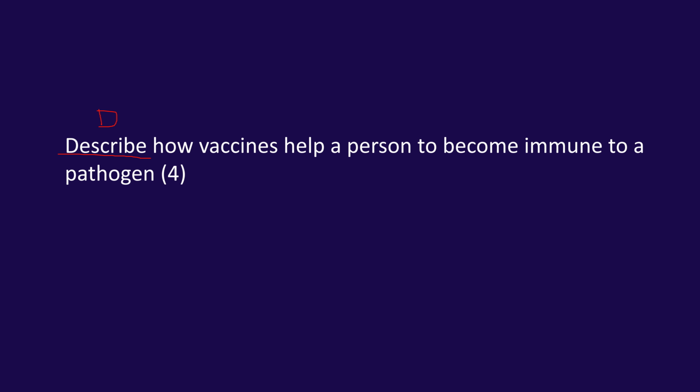You're looking at a detailed account of how vaccines, what are vaccines? How do they help a person to become immune? Immune means to be able to resist a disease. How is it that vaccines help people to resist diseases? That's what we're looking at.